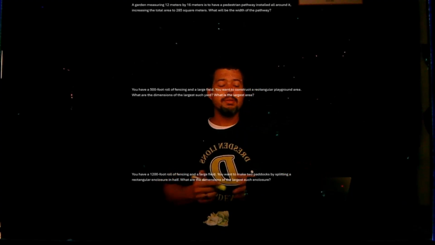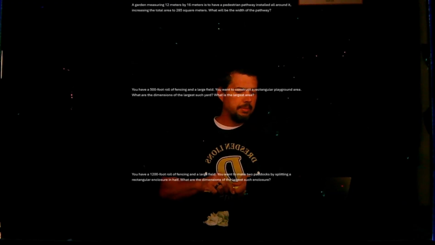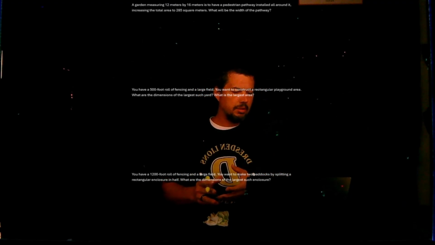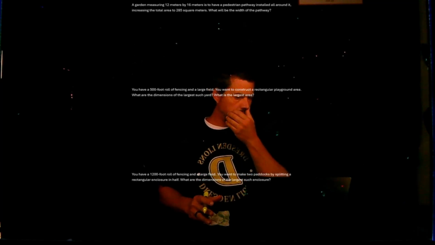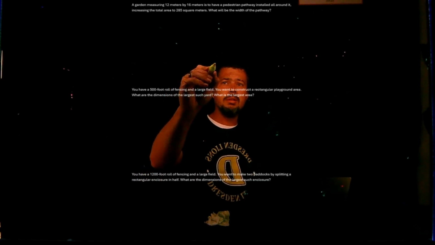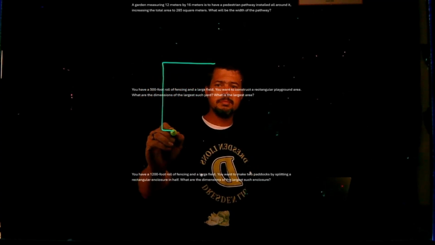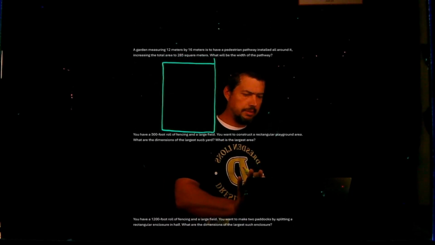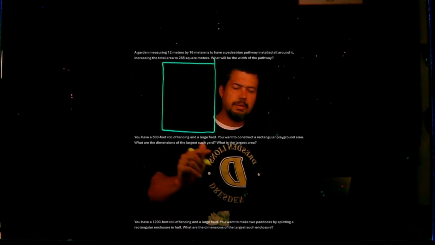All right, so part 2. A garden measuring 12 by 16 meters is to have a pedestrian pathway installed all around it, increasing the total area to 285 square meters. So what they mean is a sidewalk, or just a place to walk. So you've got a garden, and it is 12 by 16.